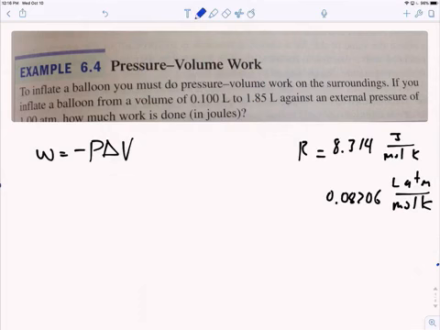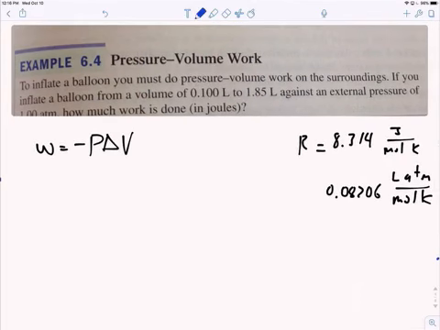More thermodynamics. Yay. Okay. To inflate a balloon. So here now we're talking about pressure, volume, work. So we talked about how heat works with the first law. Now we're talking about work, and in this case, the expanding gas.